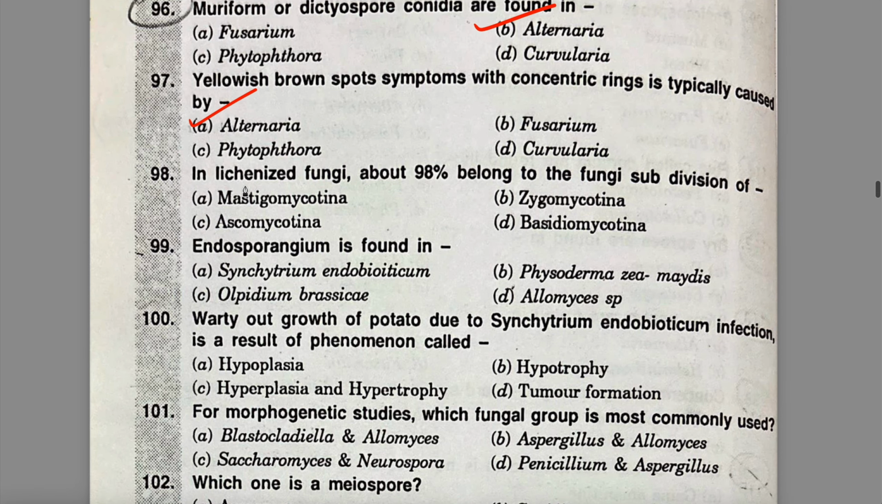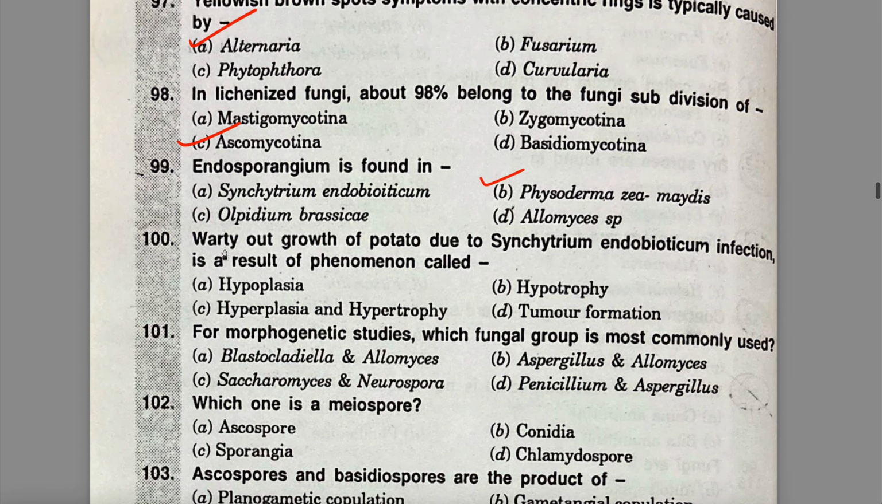98. In lichenized fungi, about 98% belong to the fungi subdivision of Mastigomycotina, Zygomycotina, Ascomycotina, or Basidiomycotina? The answer is Ascomycotina. 99. Endosporangium is found in Synchytrium endobioticum, Physoderma zeae-maydis, Olpidium brassicae, or Allomyces? The answer is option B.